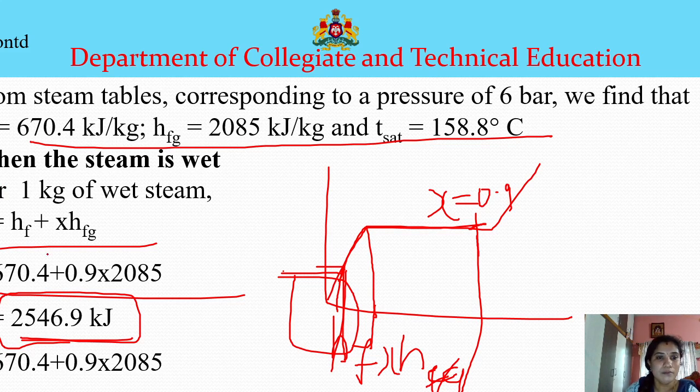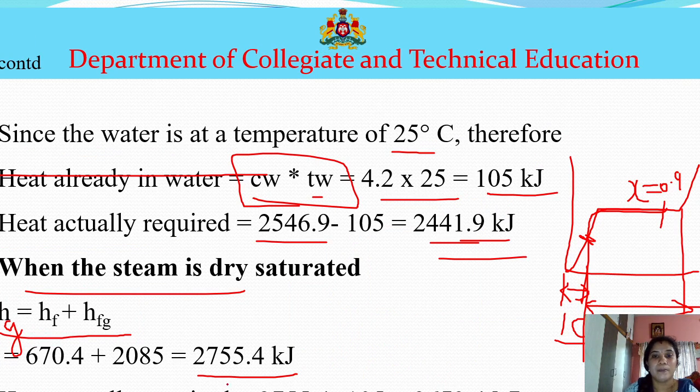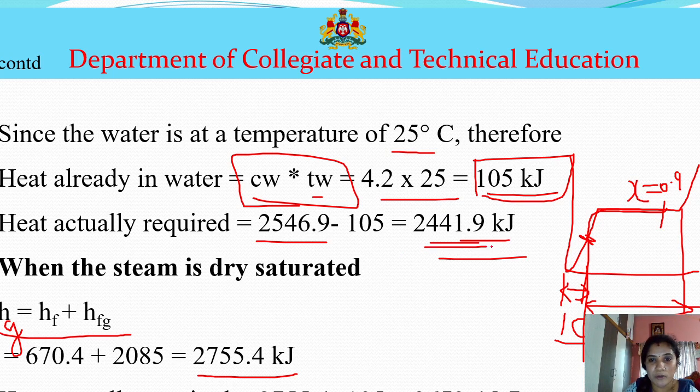Then the first condition is the wet steam condition. For that, I'll calculate the enthalpy. Since we are heating the water from 25 degrees Celsius, we subtract the enthalpy obtained for 25 degrees Celsius by using the formula Cw into Tw, and this is the actual enthalpy of wet steam.